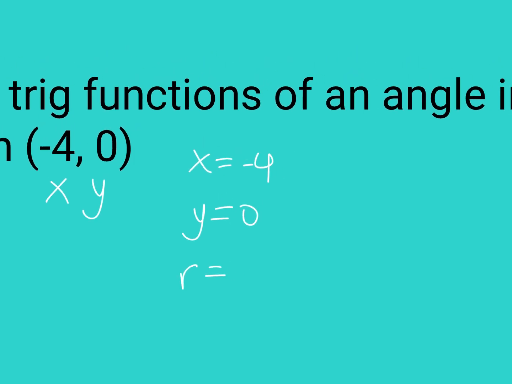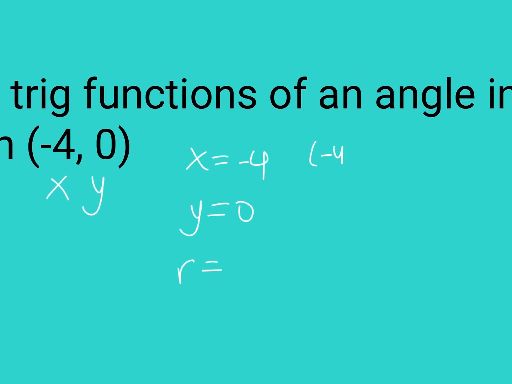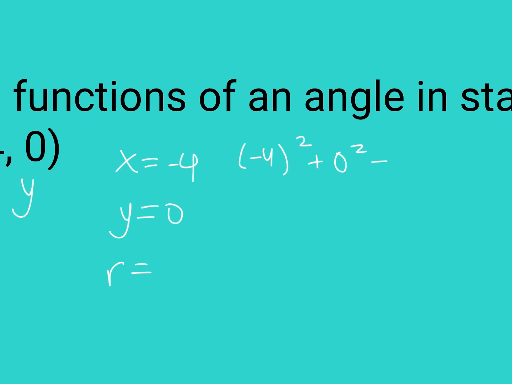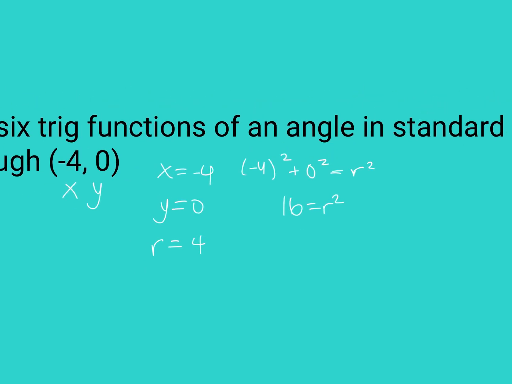How would you figure that out? Negative 4 squared plus 0 squared equals what? R squared. What's negative 4 squared? Plus 0. So 16 equals R squared. What's R? 4. Now, can you take that and find all the trig functions? Yeah, absolutely. But let me show you what this looks like.